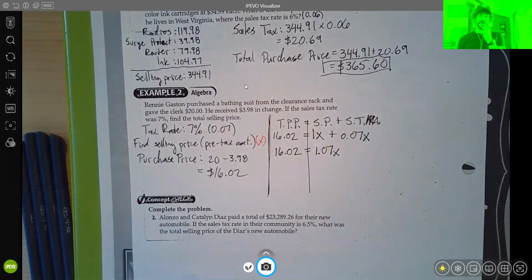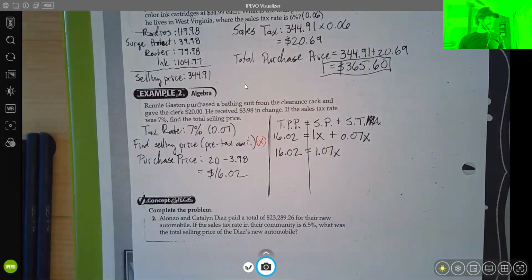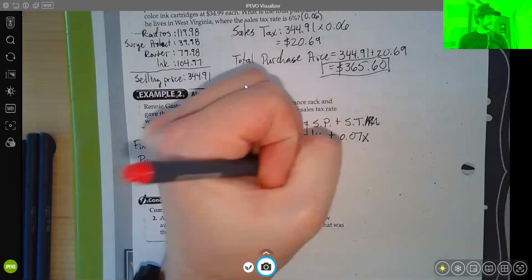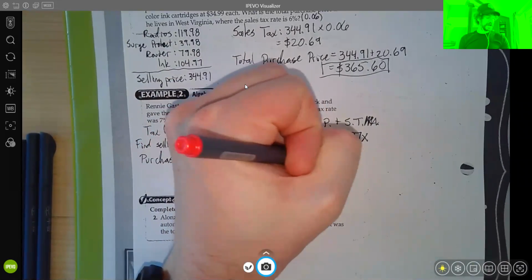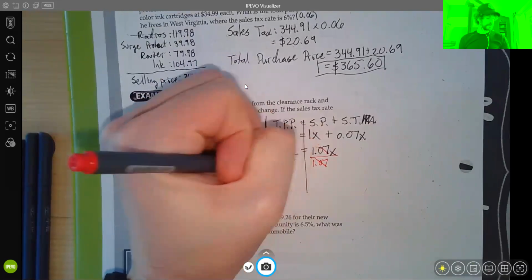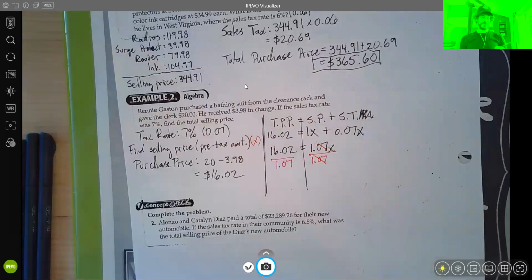So we have 16.02 equals 1.07X. X is the selling price. So to get X by itself, we'll divide by 1.07.